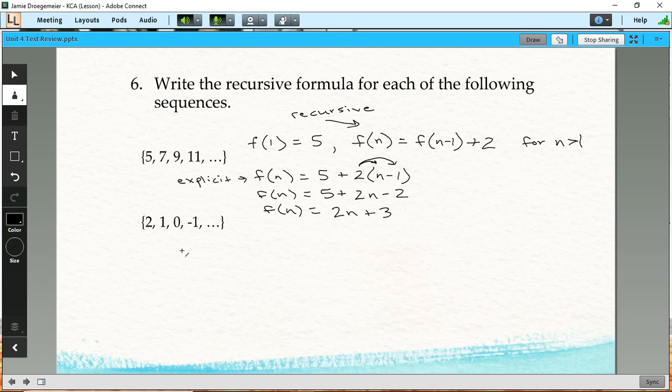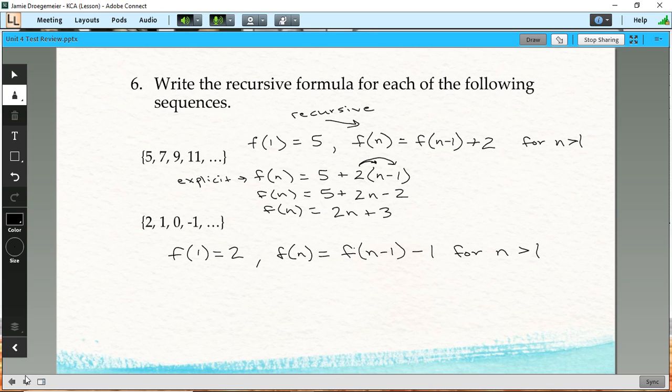All right, and then let's do this last one here. We'll just do the recursive on this one since that's what they asked us for. So f of 1, our first term, is 2. To find our recursive formula for f of n, we're going to take that previous value, f of n minus 1, and in this case, our common difference, or how it's changing each time, it's decreasing by 1. So this would be our recursive formula for this one. f of n is going to be equal to f of n minus 1 minus 1 for n values that are greater than 1.